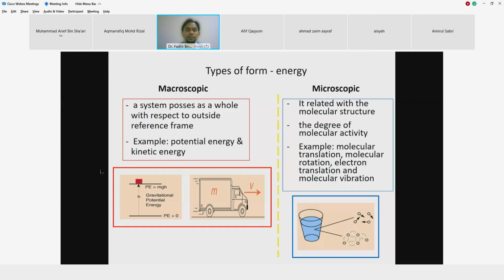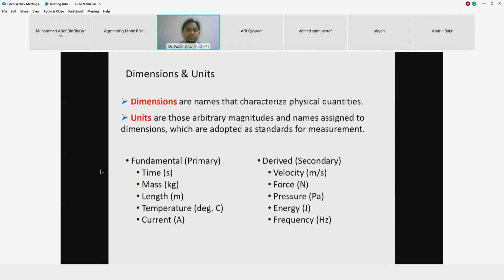So for our level, since we learn classical thermodynamics, we focus more on macroscopic energy, the potential energy and kinetic energy of the system, not of the molecular structure. Okay, then next is dimensions and units. Revision for you.